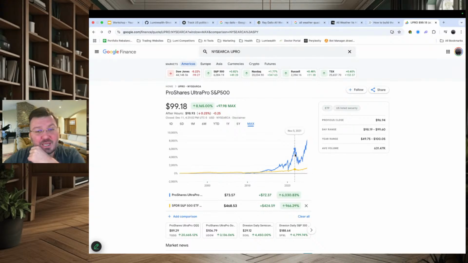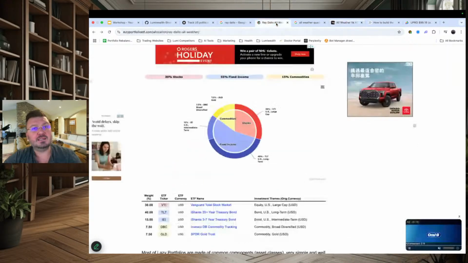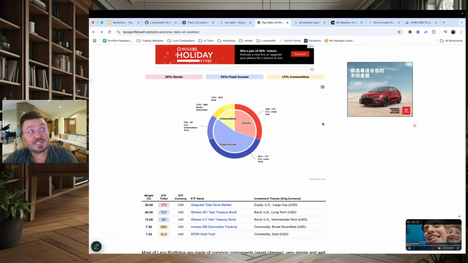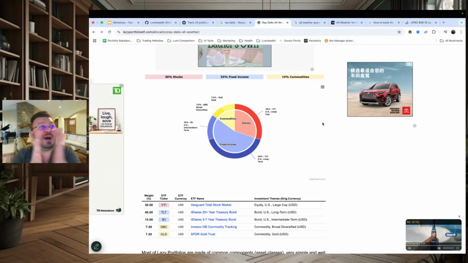You would have gone from being up 6,000% to being up only 2,500%, meaning you lost more than half of your money if you had only bought UPRO. Okay, so lots of money to be made, but too risky. Whereas Ray Dalio's approach is very little risk, but maybe not making enough money. So we combined the two, right?